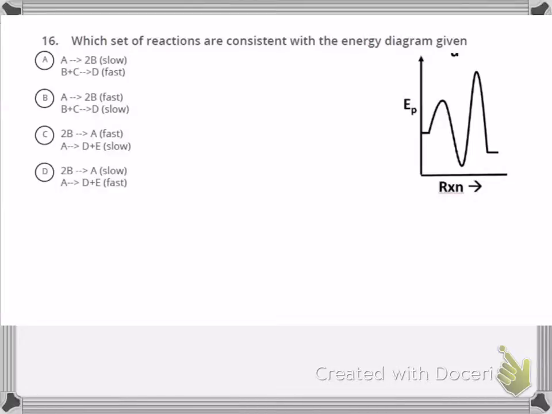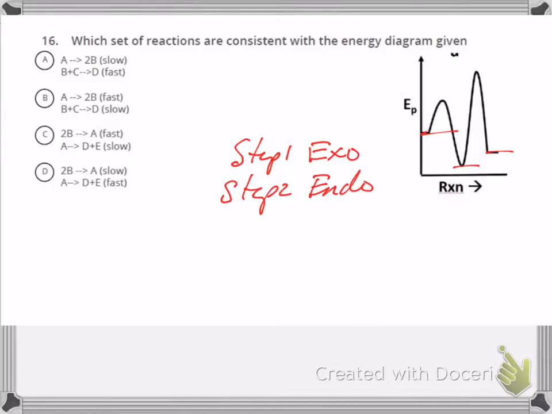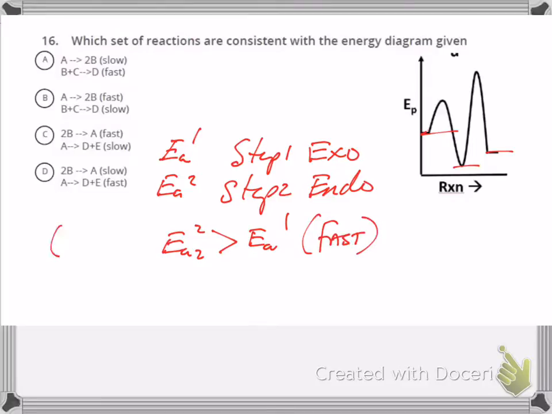In question 16, we have a mechanism shown here, 2 steps, and we have to keep in mind that step 1 is exothermic, but step 2 is endothermic. So we want to make sure that we can assign the mechanism that has this characteristic, and we see that if we evaluate the activation energies, the second step's activation energy is higher than the first step's, which means that step 1 is fast and step 2 is slow. So we need something that has step 1 fast, step 2 slow.